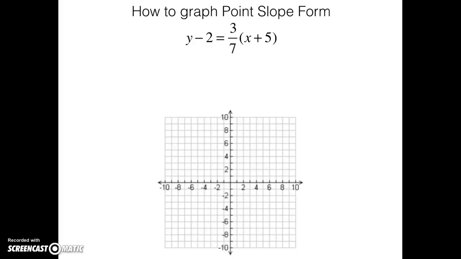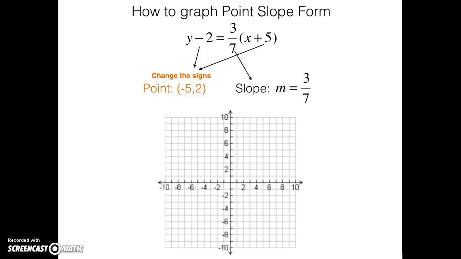How to graph from point-slope form. From point-slope form, we can find the point and the slope. The point negative 5, 2 comes from the opposite of 5 and the opposite of negative 2. You need to change the signs from the ones that you have in the equation. And then the slope, m, is the coefficient on the outside of the parentheses.